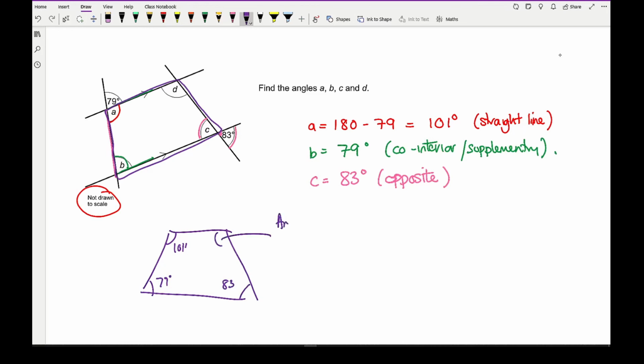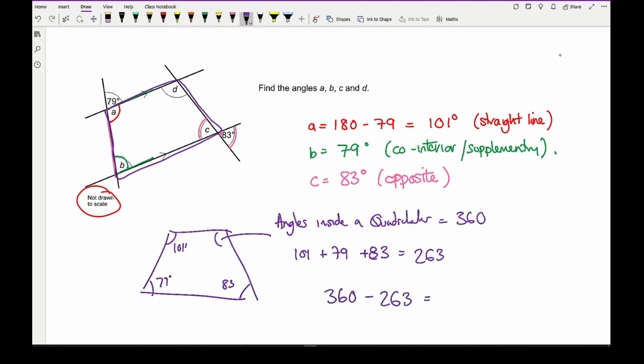Now angles inside a quadrilateral add up to 360. So if I add up all of those angles, so 101 plus 79 plus 83, and quickly do that on my calculator. So 101 plus 79 plus 83 adds up to 263. So therefore 360 minus 263 is going to give me an answer of 97 degrees. So angle D is 97 degrees. And there is my final answer.